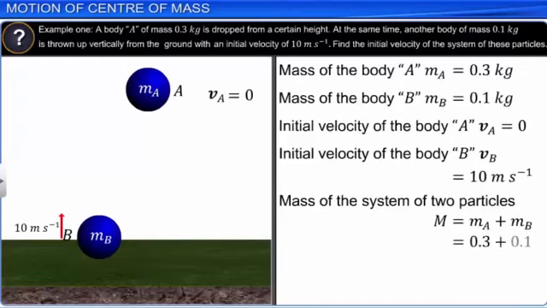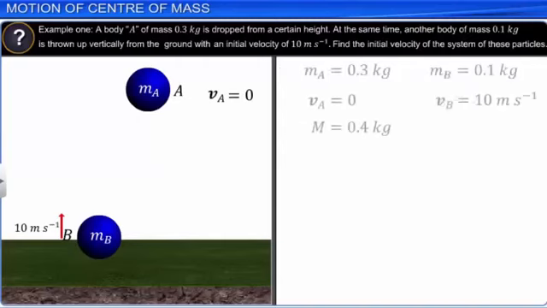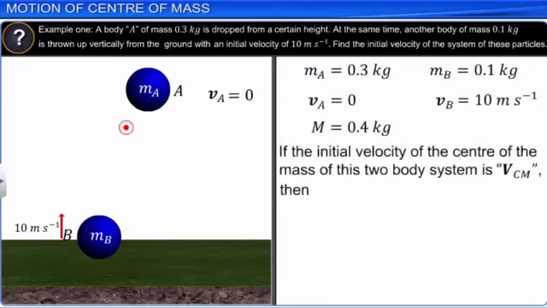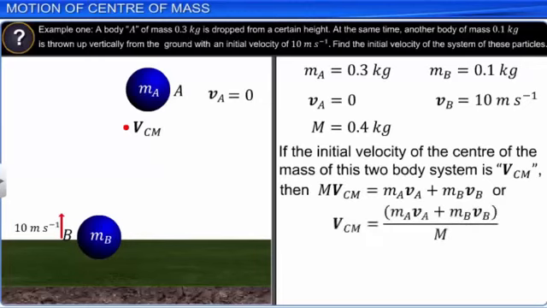If the initial velocity of the center of mass of this two-body system is vcm, then m into vcm is equal to ma va plus mb vb, or vcm is equal to (ma va plus mb vb) by m, which is equal to (0.3 into 0 plus 0.1 into 10) whole divided by 0.4, equal to 2.5 meter per second.